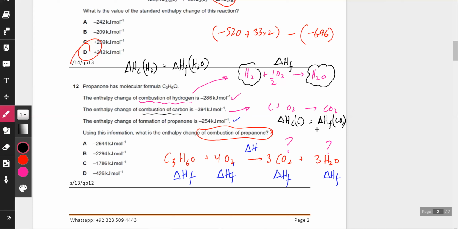So this value over here, you can call it the enthalpy of formation of H2O. And this value over here, you can call it the enthalpy of combustion of carbon, sorry, formation of carbon dioxide. So in this way, you'll get the values of carbon dioxide formation and water formation. So tell me what the answer is now for this. You get the point, right?